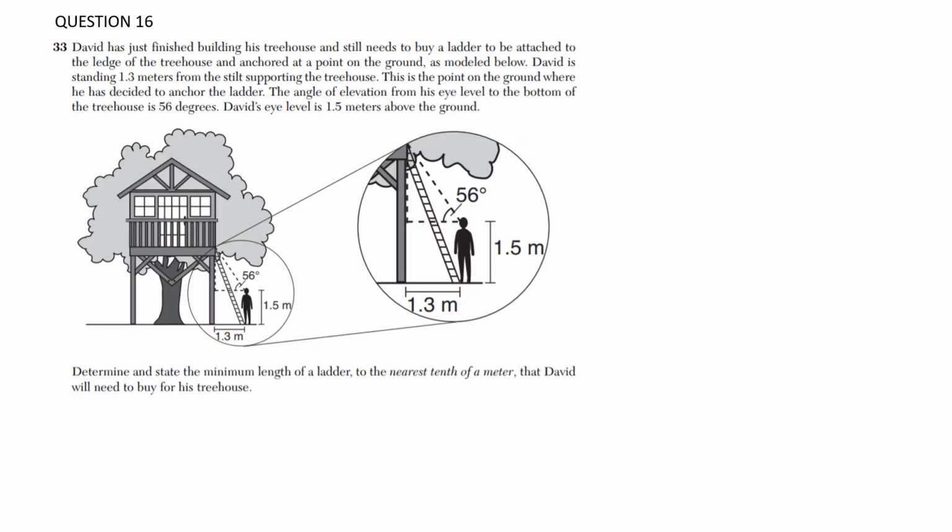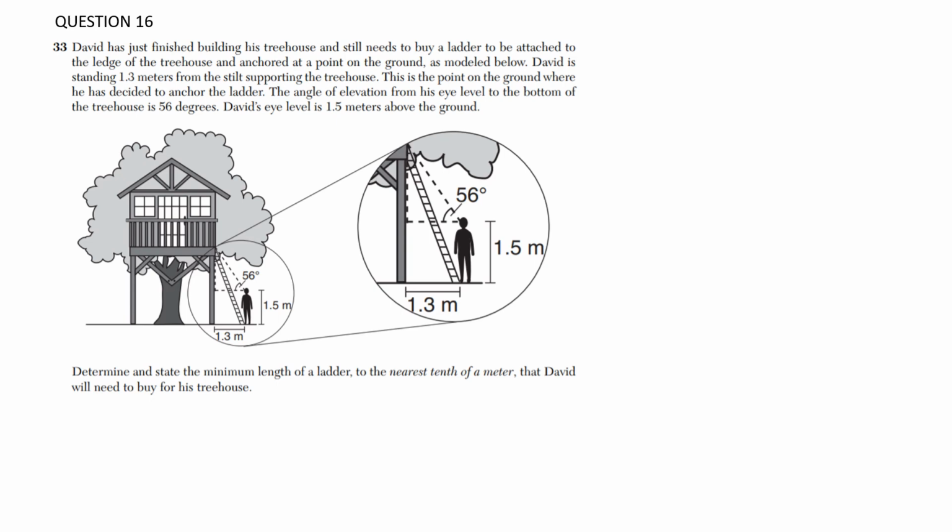David has just finished building his treehouse and still needs to buy a ladder to be attached to the ledge of the treehouse and anchored at a point on the ground, as modeled below. David is standing 1.3 meters from the stilt supporting the treehouse. This is the point on the ground where he has decided to anchor the ladder. The angle of elevation from his eye level to the bottom of the treehouse is 56 degrees. David's eye level is 1.5 meters above the ground. Determine and state the minimum length of the ladder to the nearest tenth of a meter that David will need to buy for his treehouse.